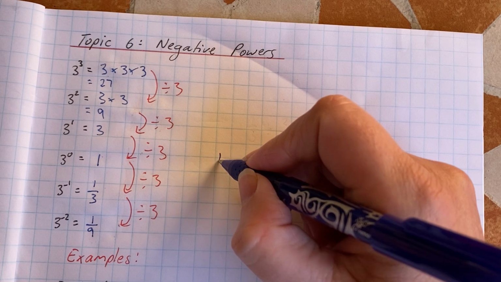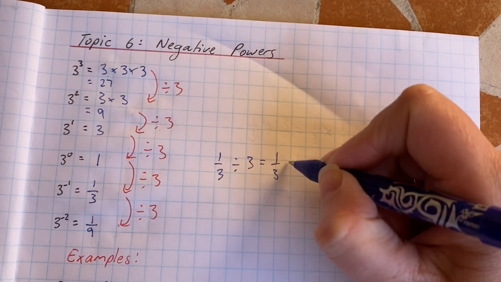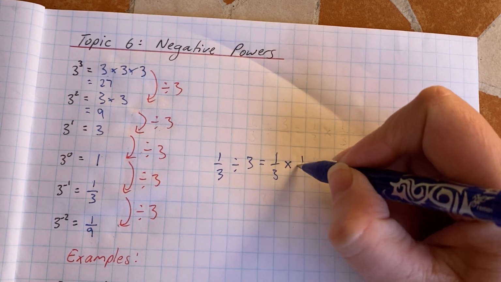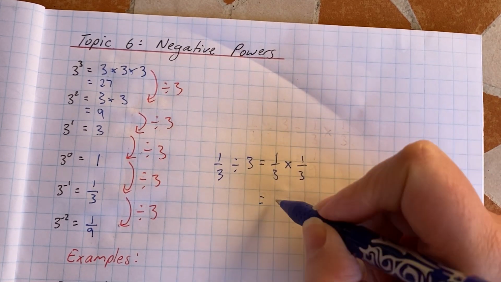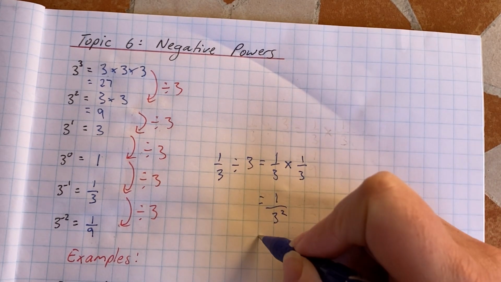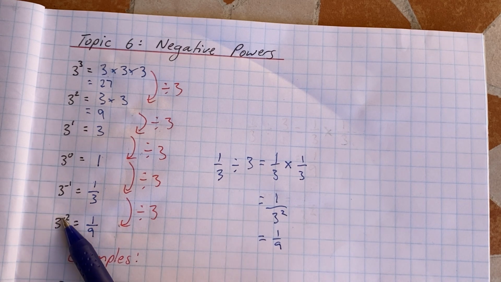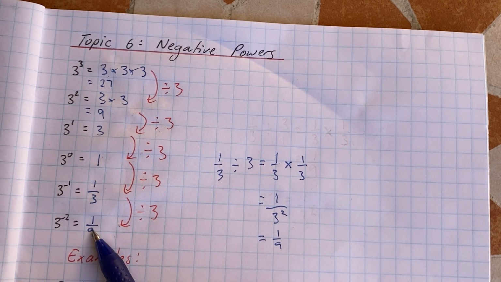1/3 divided by 3. Okay, remember, keep the first one, change divide to times, flip the second fraction. Okay, it's 3 times 3. I could write that as 3 squared, or I can write that as 9. So what we get here is a negative power tells you to flip it.